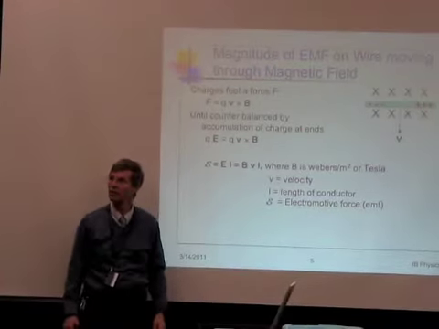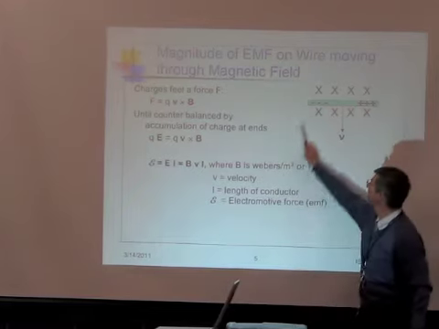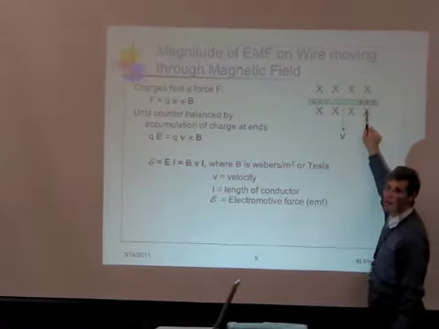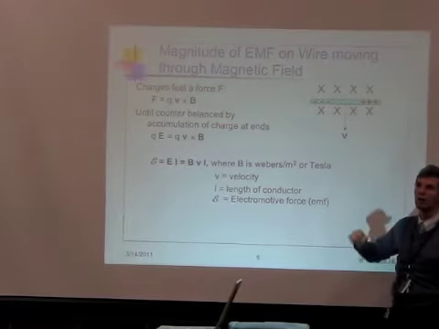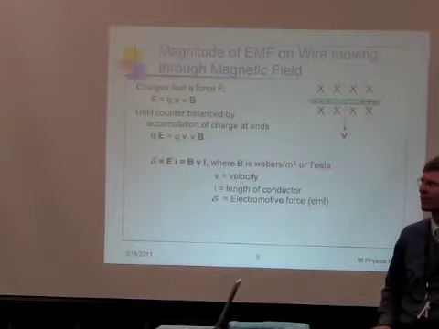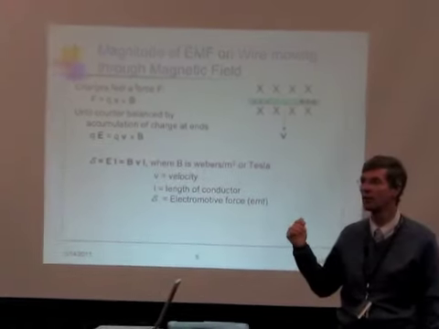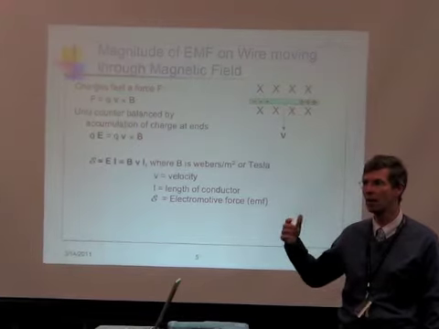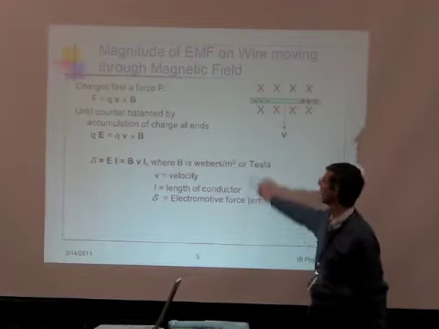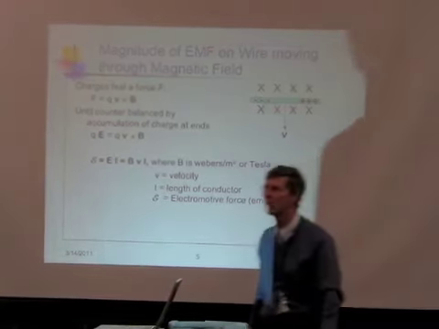And so this lets us calculate what the voltage will be from one side of a conductor to another side of the conductor, just by moving it through a magnetic field. Make sense? And this is actually how you get a generator, essentially. You take a piece of conductor, move it through a magnetic field, and you build up a voltage. And yeah, that's how generators work.